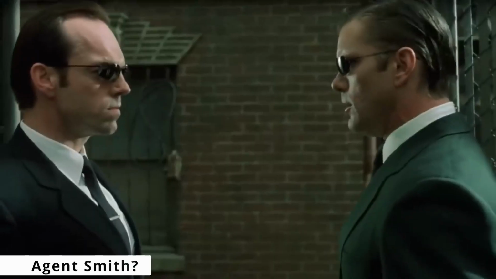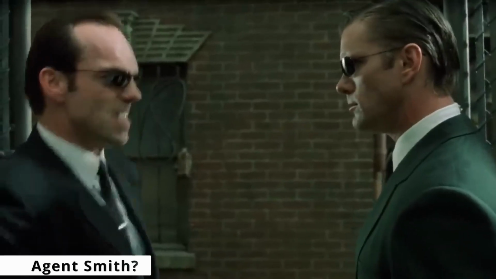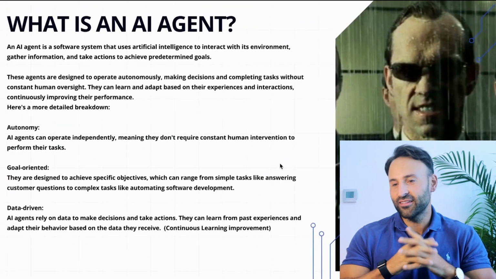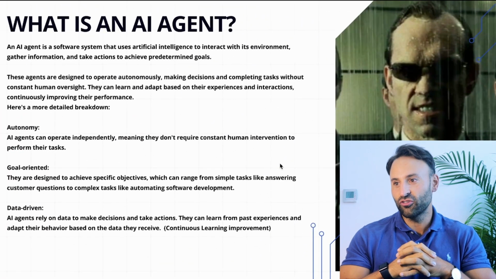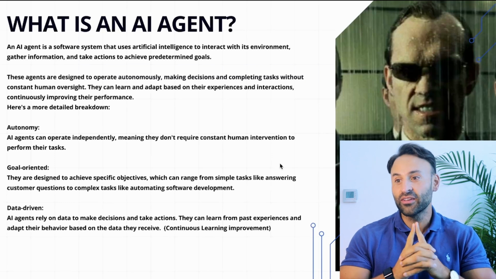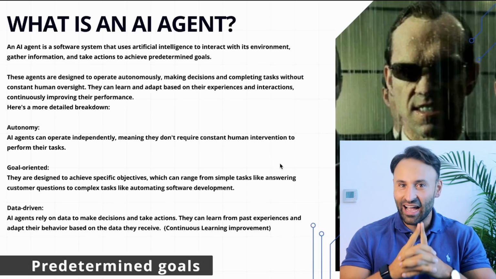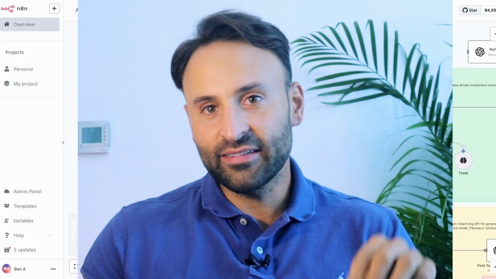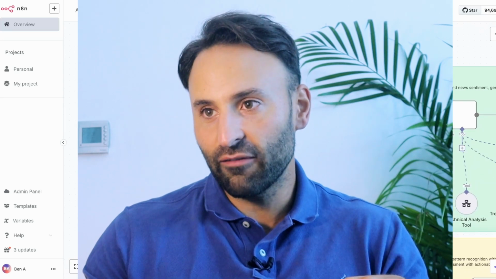So what is an AI agent? You. Yes, me. Okay, so it's not quite that type of agent. An AI agent is a software system that uses artificial intelligence to interact with its environment, gather information, and take actions to achieve predetermined goals. Okay, with that background, let's dive into this advanced platform right now.